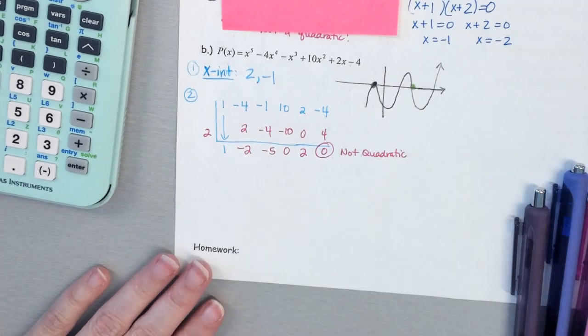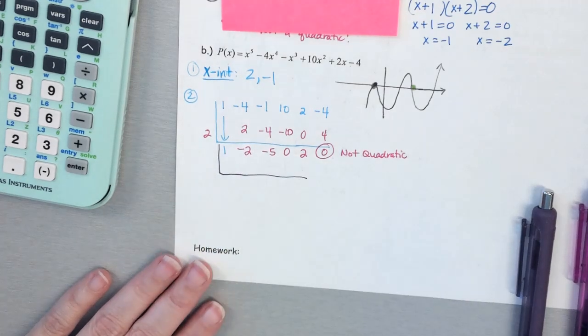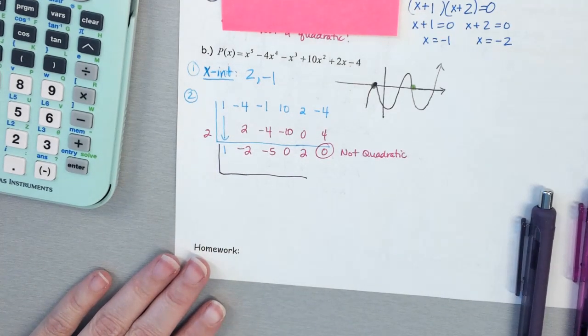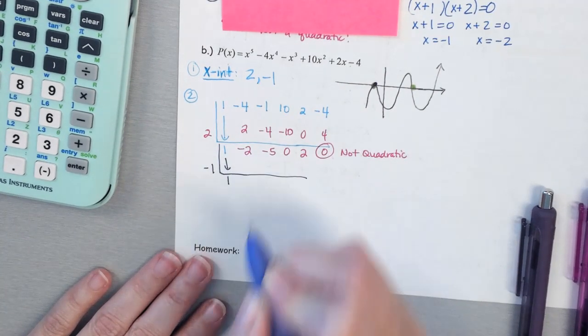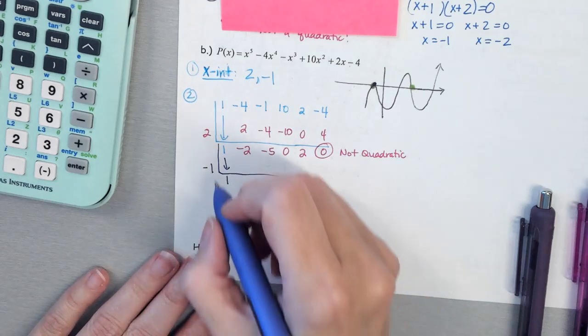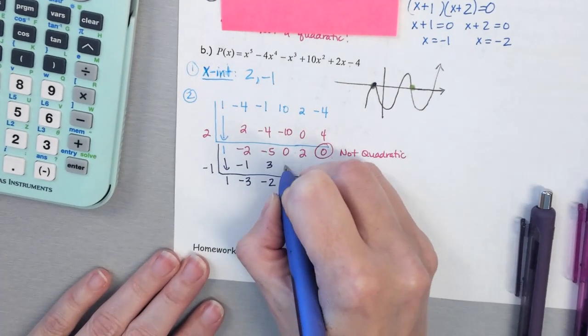So I don't know if all of you did this last year. Do you guys remember I just had you hook it down like that so you didn't have to rewrite it? Okay, so we'll do -1 now. So we'll bring down the 1. So you have -1, -3, -2.